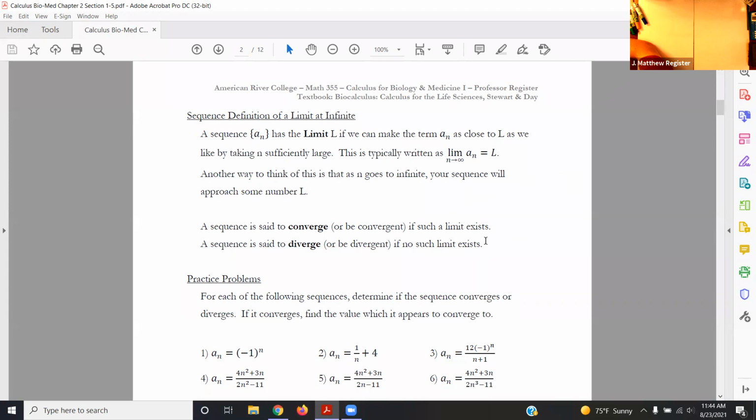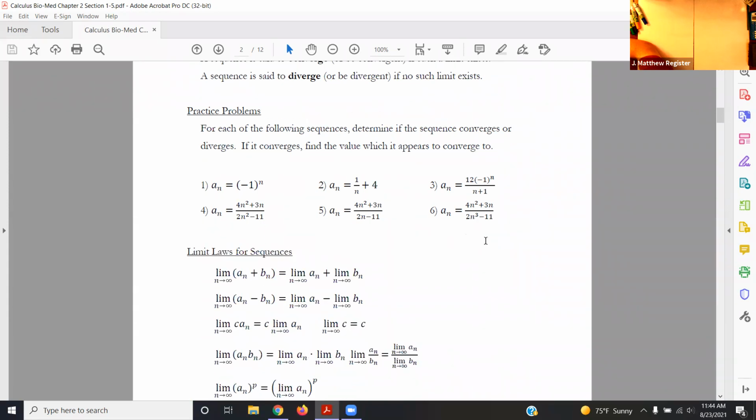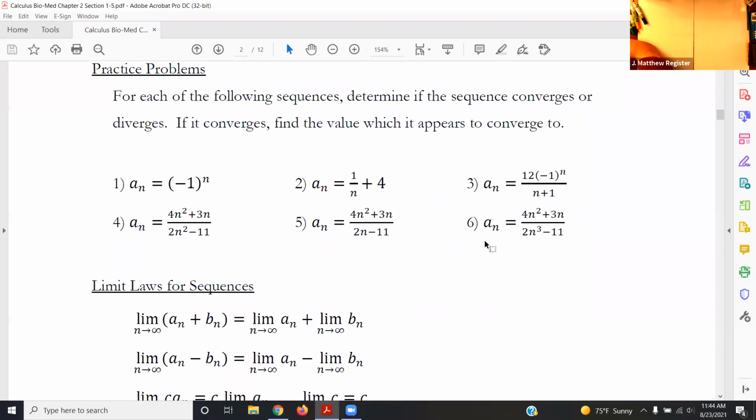And let's just jump into a few practice problems real quick and see if we can figure out what these look like. And so the first one is a sub n equals (negative 1) to the n.